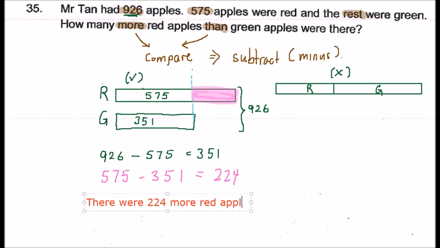There were 224 more red apples than green apples. Okay. So this is the answer.